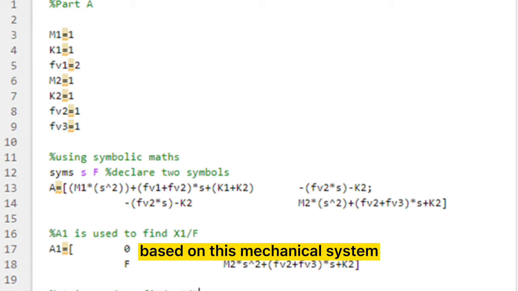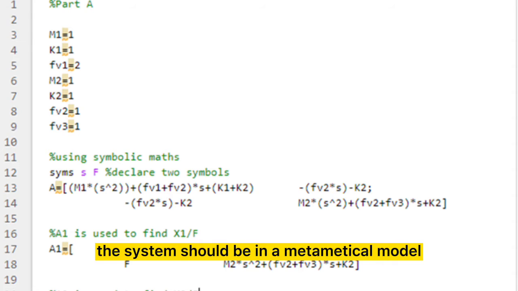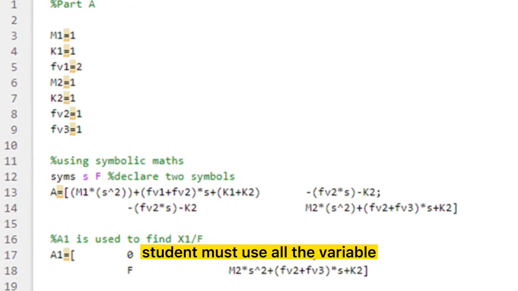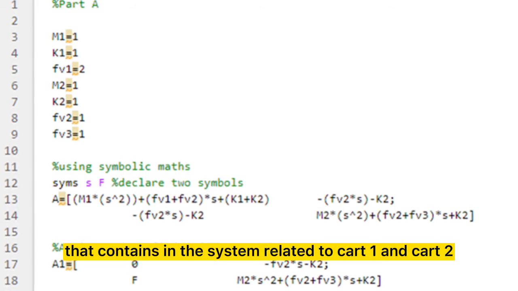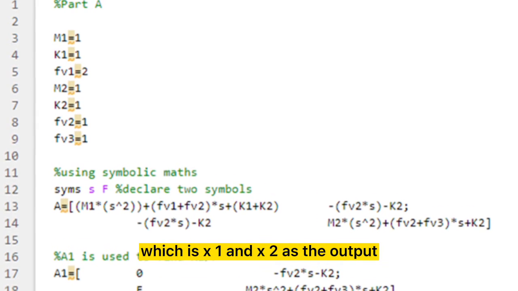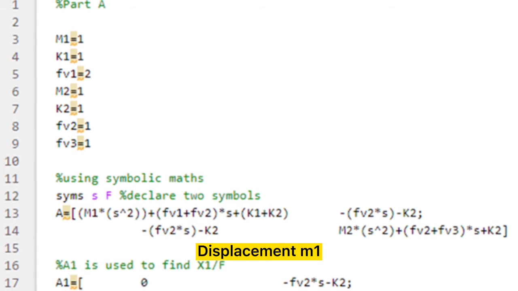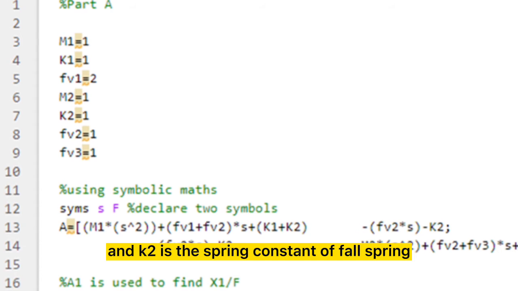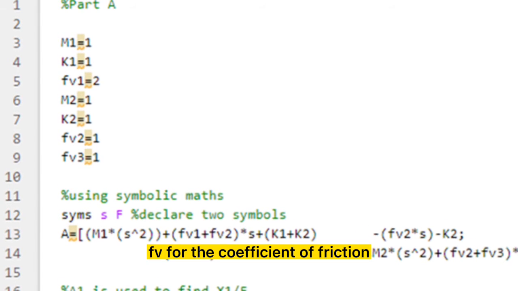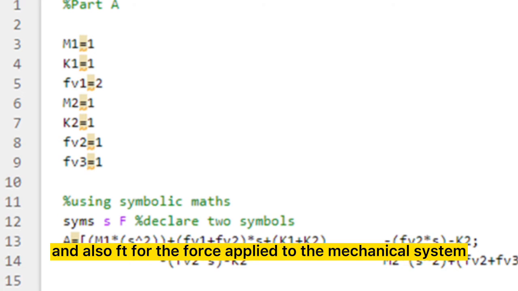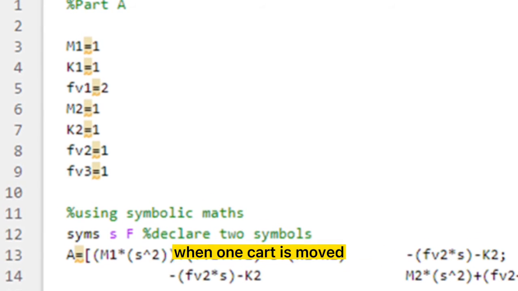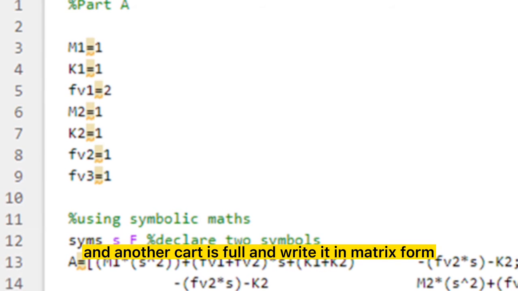Based on this mechanical system in figure 1, the system should be put in a mathematical model by finding the equivalent transfer functions of G1 and G2. To find the equations, students must use all the variables contained in the system related to cart 1 and cart 2, which are x1 and x2 as the output displacements. M1 and M2 are the masses, K1 and K2 are the spring constants, Fv is the coefficient of friction, and Ft is the force applied to the mechanical system. Then students will get the equations when one cart is moved and another cart is pulled, and write them in matrix form.